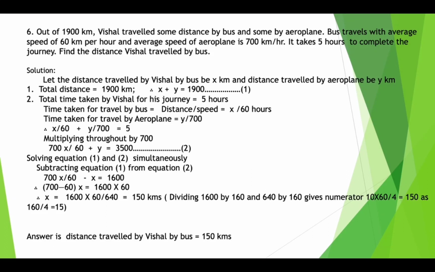Now dividing 1600 by 160, you get 10. Dividing 640 by 160, you get 4. So ultimately you get 10 into 60 divided by 4 is equal to 150, and therefore the answer is 150 kilometers.